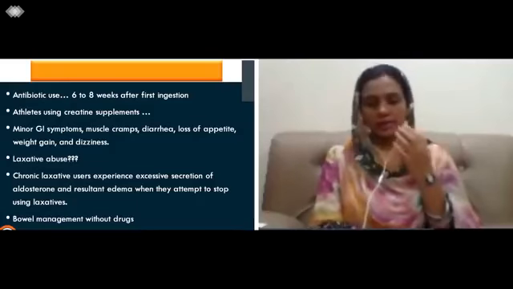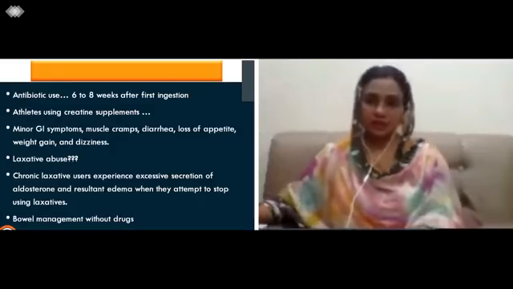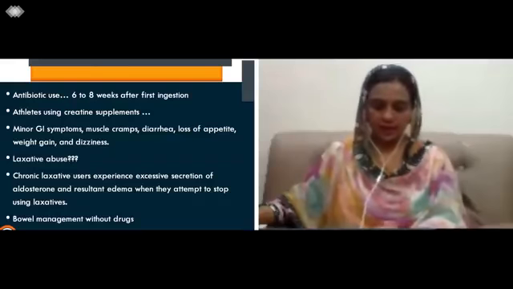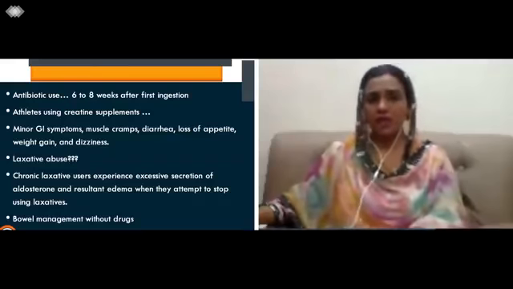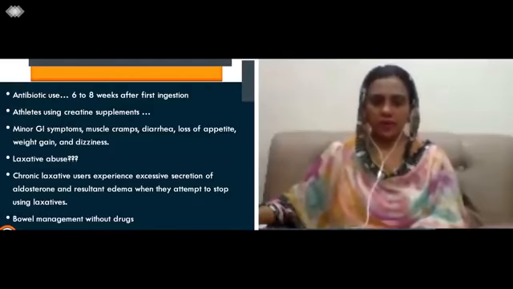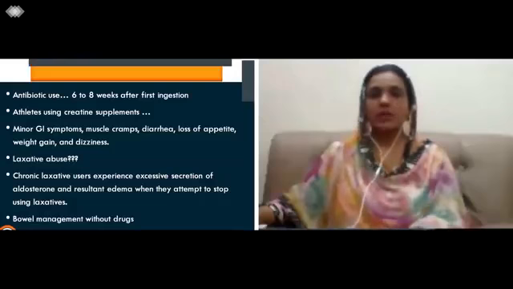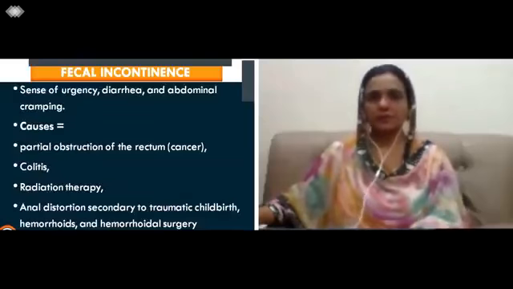So the thing here is that the patient should be trained for bowel management without drugs. Our goal should be that the patient learns to manage bowels without drugs, and how can it be done? Physical activity, water intake and fiber intake should be increased. So these should be used rather than using laxatives.